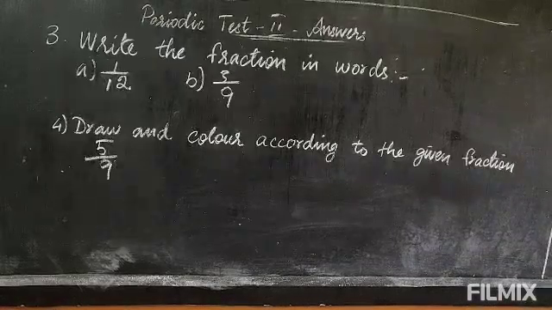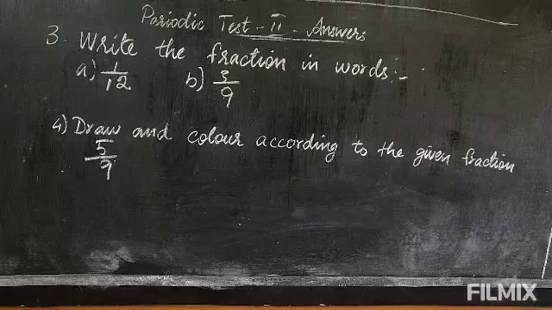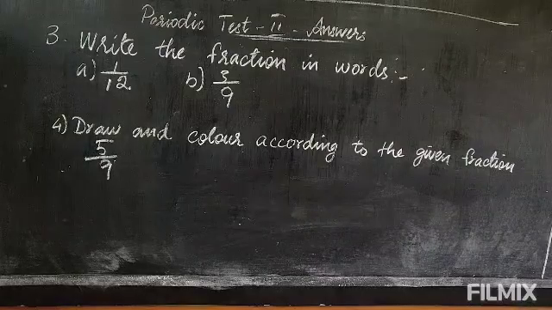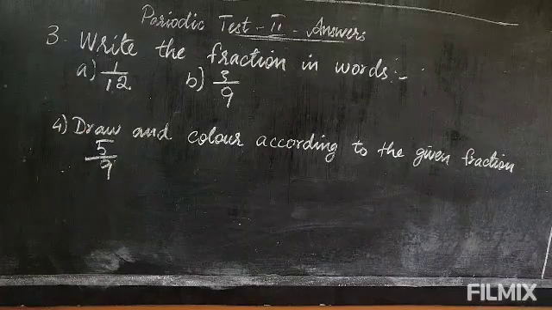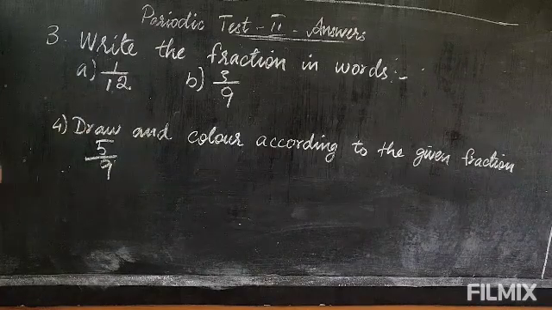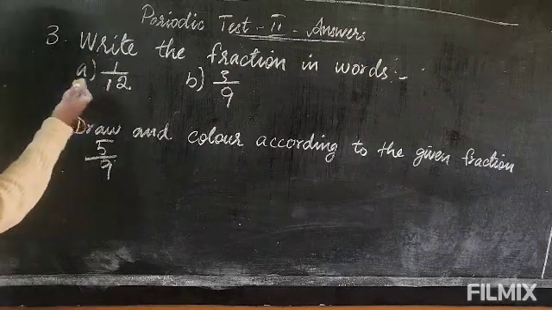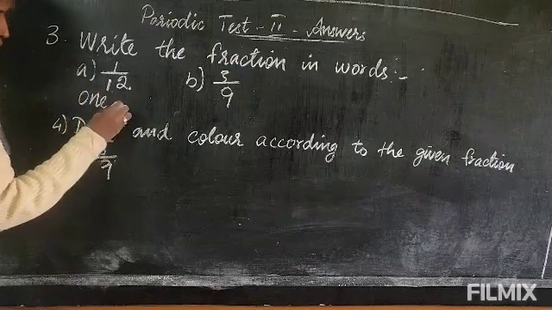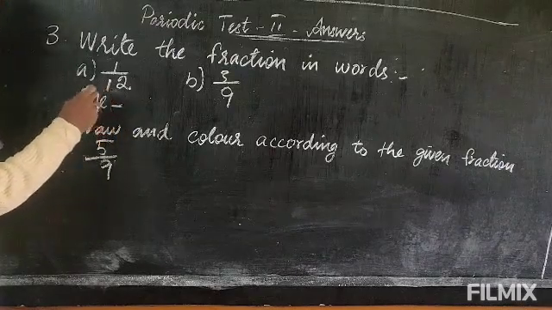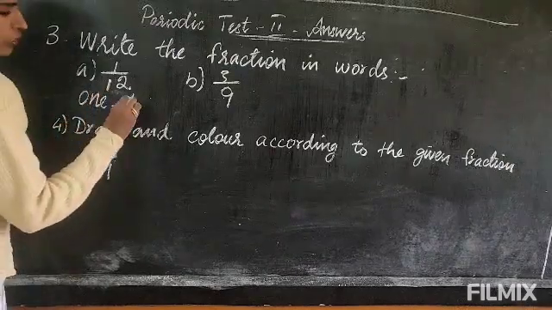Now the third question, write the fraction in words. So you have to write the name for this fraction. You cannot write it as 1 by 12. Many of you have written 1 by 12. That is not the correct way of writing. That is the way we read it, but that is not the correct way. The name of this fraction is 1, then a small hyphen, and then you have to write 12ths.